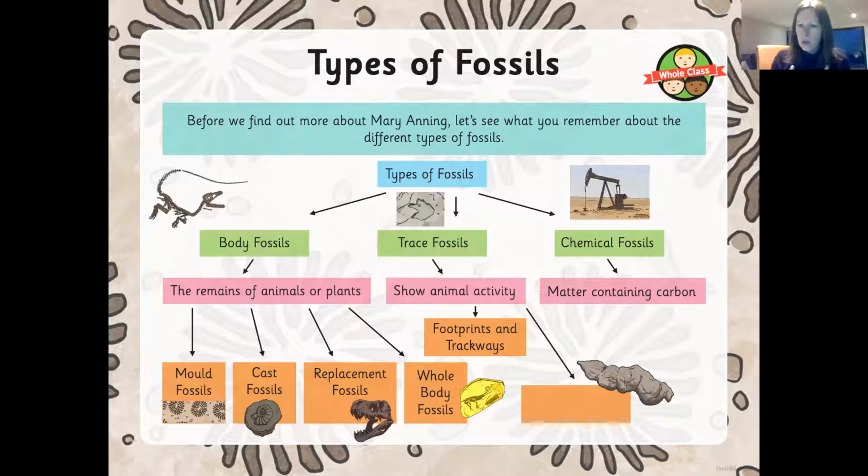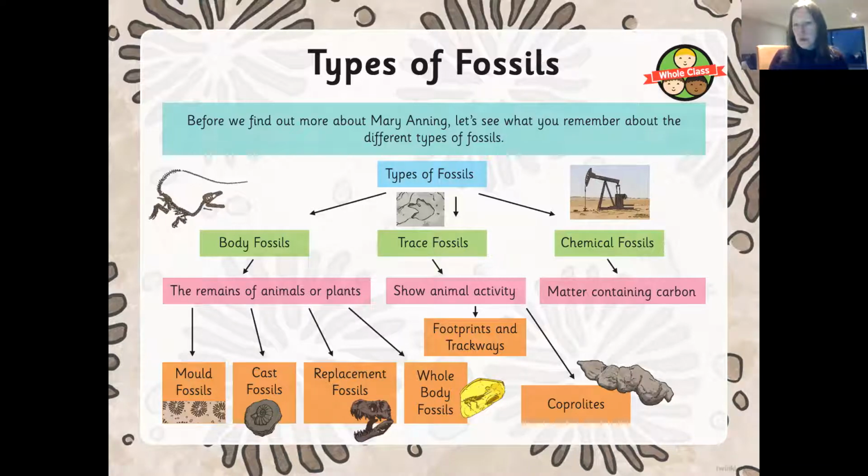So a trace fossil shows us that an animal has been there. They've left their mark in some way. Okay, one way can be by footprints and trackways. The other way is coprolites, and that is basically the poo of the dinosaur, whatever animal it is that's been left, okay, that then gets preserved and kept, and it's a sign that the animal would have been there.